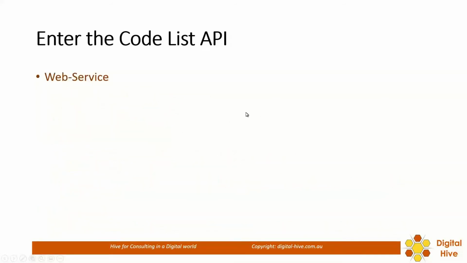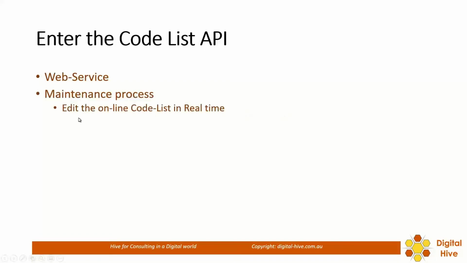So let's talk about the code list API. This is something that we've developed. It's a web service. The maintenance process for that is that we're able to edit these online. So once everybody's agreed to what needs to go into the code list, or what changes need to happen on the code list, then it becomes an available resource online.